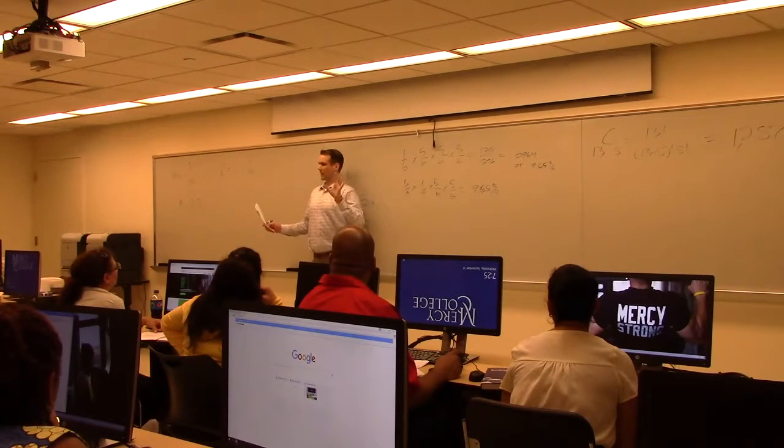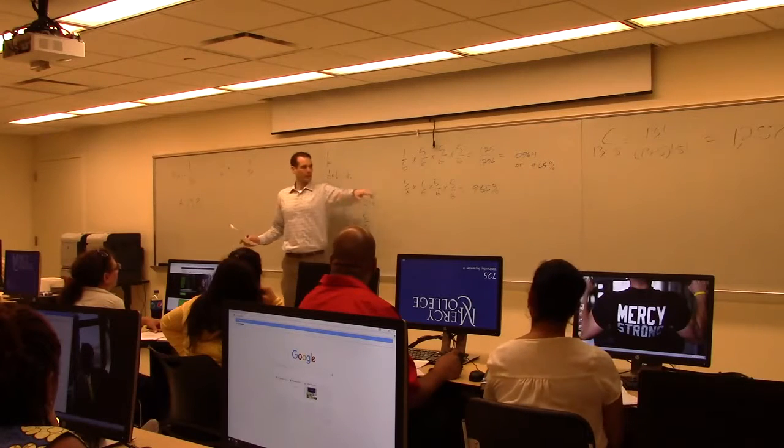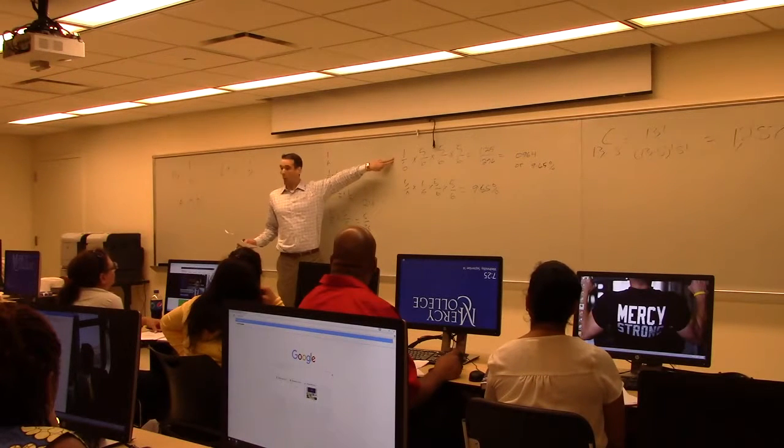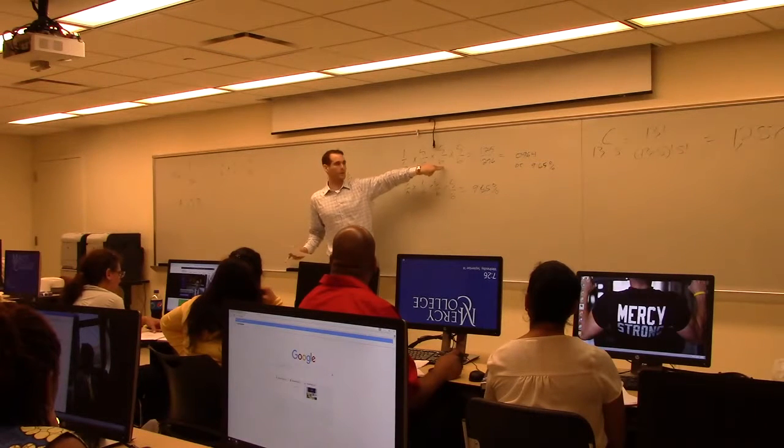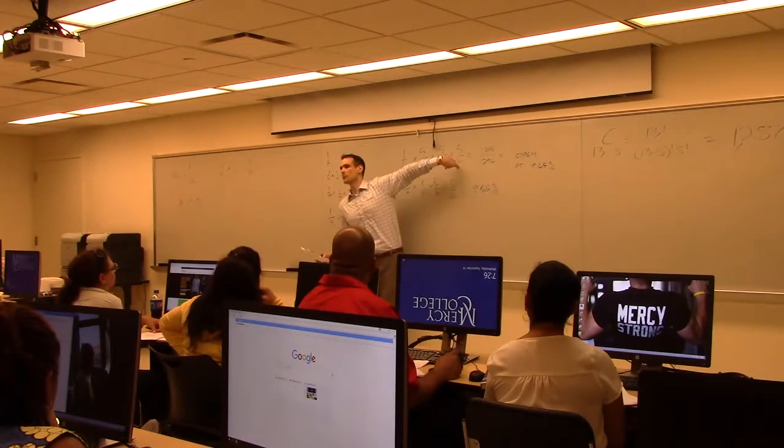So you need to think about the other ways that it could happen. It could happen this way, or we could roll the 6 here, that's the second way it could happen, or we could roll the 6 here, that's the third way it could happen, or we could roll the 6 here, that's the 4th way it could happen.